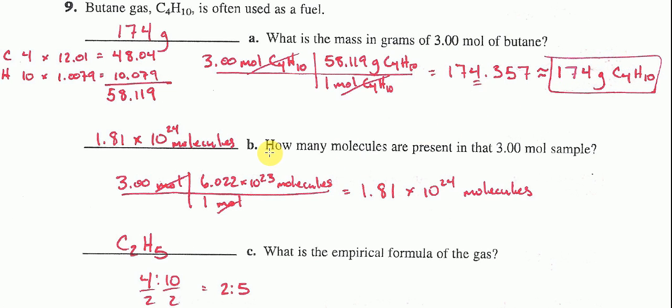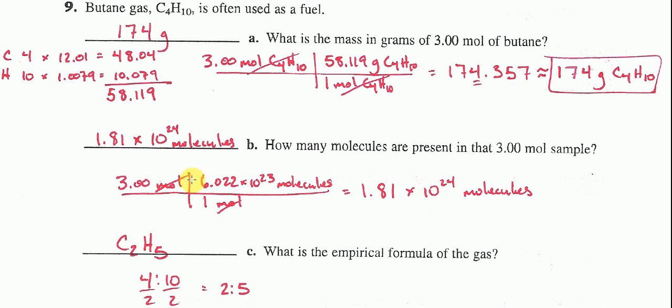Well, B goes on to ask how many molecules are present in that 3.00 mole sample. Well, I have 3.00 moles of this stuff. For every 1 mole, there are 6.022 times 10 to the 23rd molecules of something, right? That's Avogadro's number. And I'm trying to convert from moles to molecules. That's my red flag that I need to use Avogadro's number as a conversion factor.